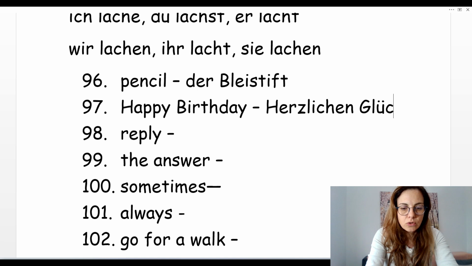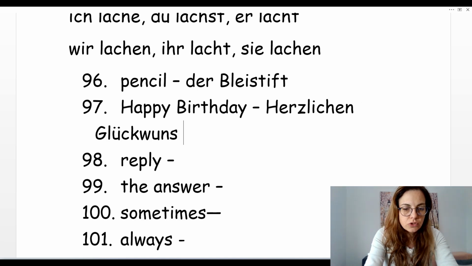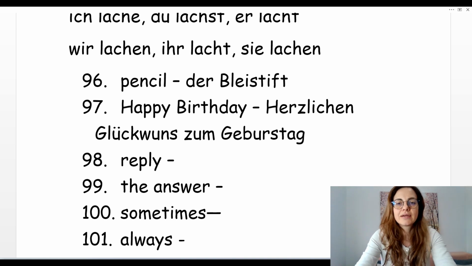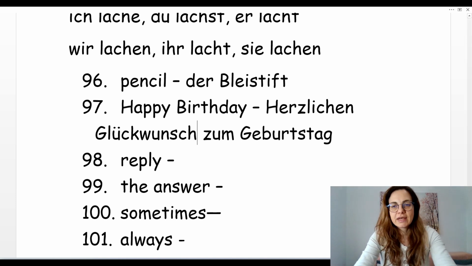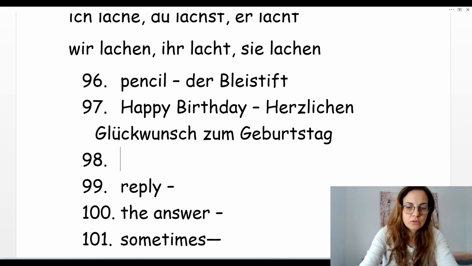Happy Birthday. So, herzlichen Glückwunsch zum Geburtstag. Herzlichen Glückwunsch zum Geburtstag. Oder alles Gute zum Geburtstag.